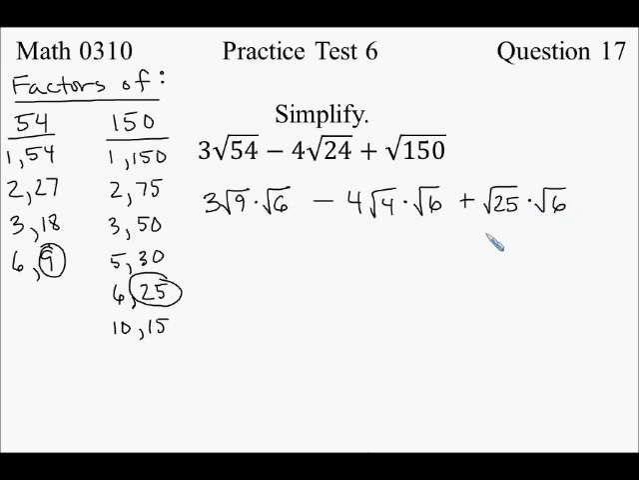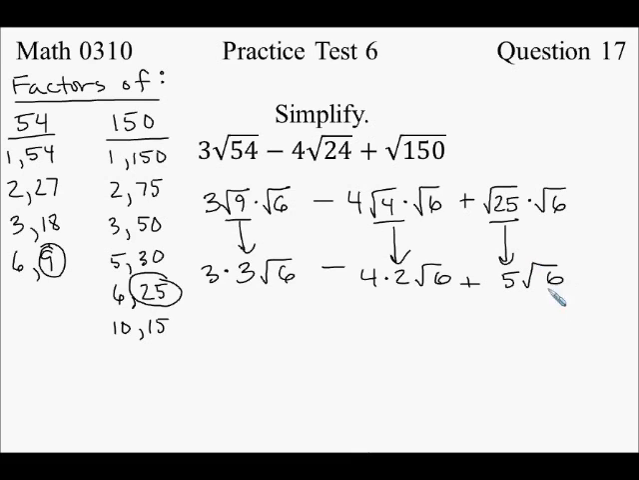Okay, and so now again, we know the square root of 9. The square root of 9 is 3, so this is 3 times 3 square root 6. Minus, again, we know the square root of 4, so that becomes 4 times 2 square root 6. And we know the square root of 25, and that becomes 5 square root 6. Okay, let's simplify our multiplication. 3 times 3 is 9. 4 times 2 is going to give us 8 of those, and then plus 5 here.